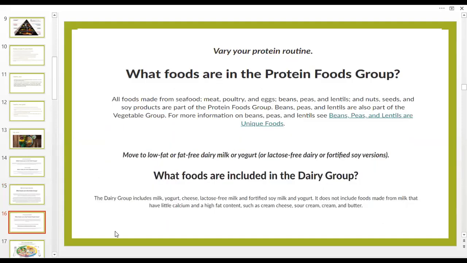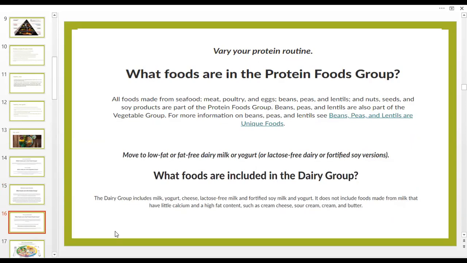Number 4 is, what foods are in the protein food group? All foods made from seafood, meat, poultry, and eggs, lentils, nuts, and soya products are part of the protein food group. And vary your protein routine. So instead of focusing on one protein, you should vary your protein routine to get an ideal balanced diet.